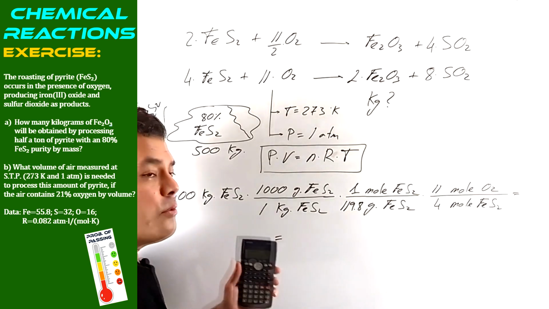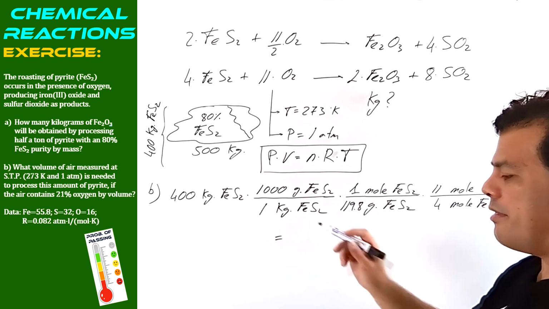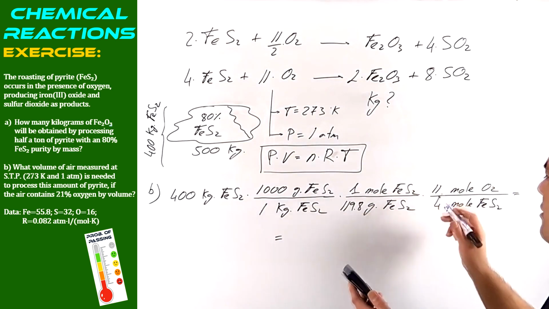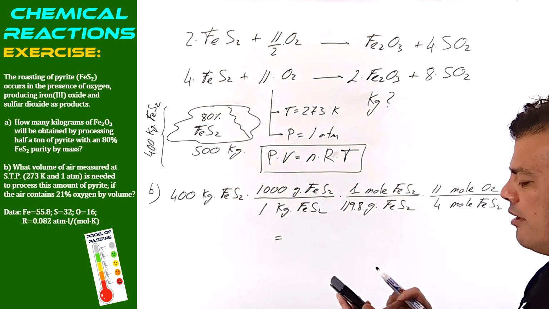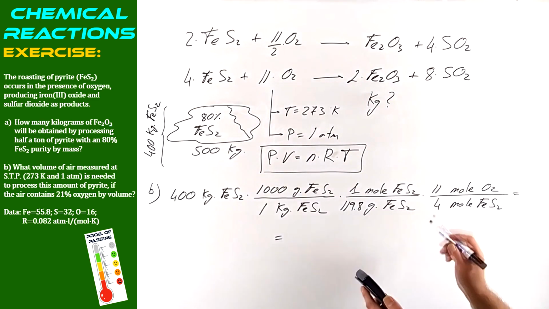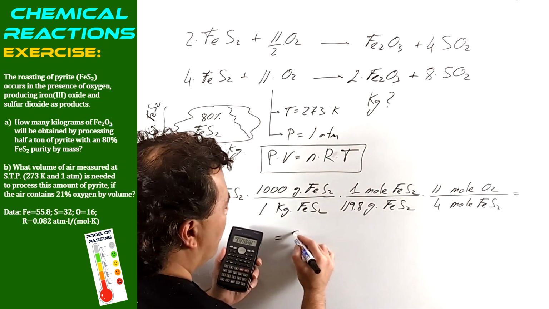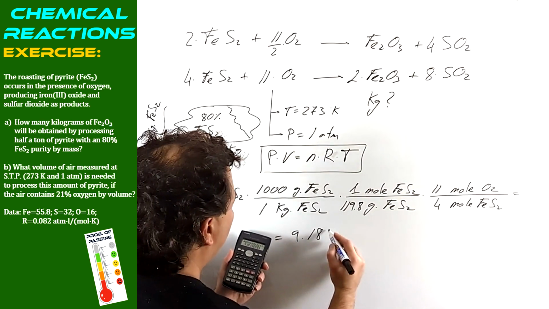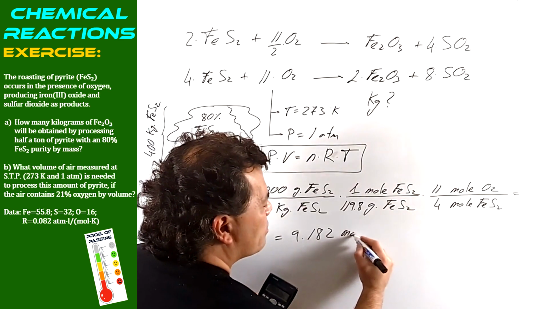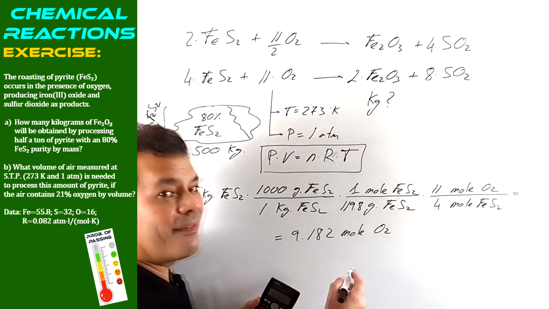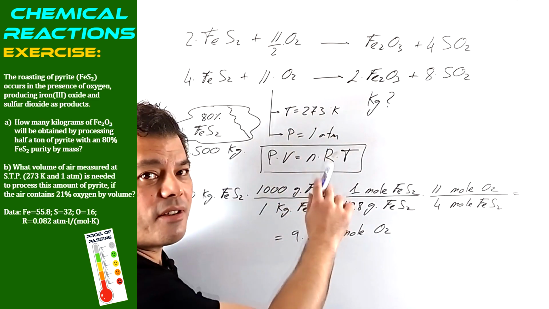And we are doing with our calculator 400 multiplying 1000 multiplying 11 divided by 119.8 multiplying 4. And we will obtain 9,182 moles of oxygen. And now it's time to calculate the volume of oxygen that we need.